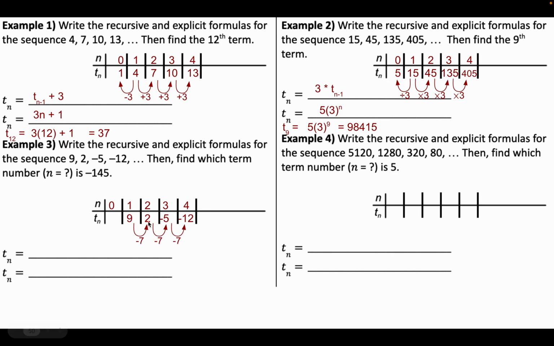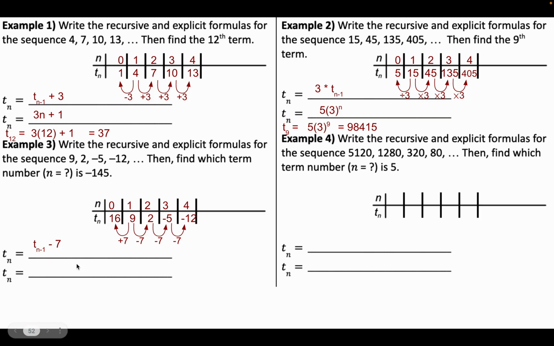Okay, so for this one, remember we're subtracting by 7. 9 minus 7 is 2, minus 7 is negative 5, minus 7 is negative 12. Okay, so that's our pattern of change. This is arithmetic, so we're taking t to the n minus 1, and then we're subtracting 7. T to the n minus 1 minus 7. Okay, so now we're going to go backwards and get our 0 term. So instead of minusing 7, we're adding 7. That gets us to 16.